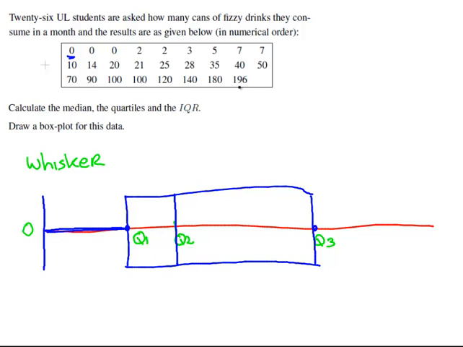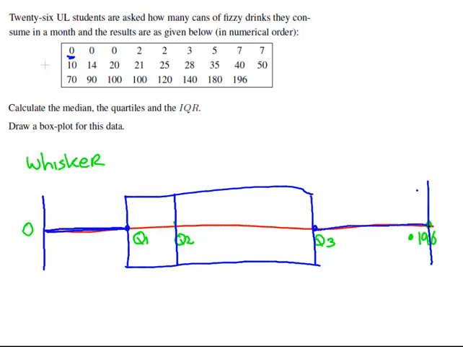Likewise, the highest value, the largest value in the data set that isn't an outlier was 196. So let's just say this is 196 up here. Let's say that's 196 there. That's where we draw the upper whisker.